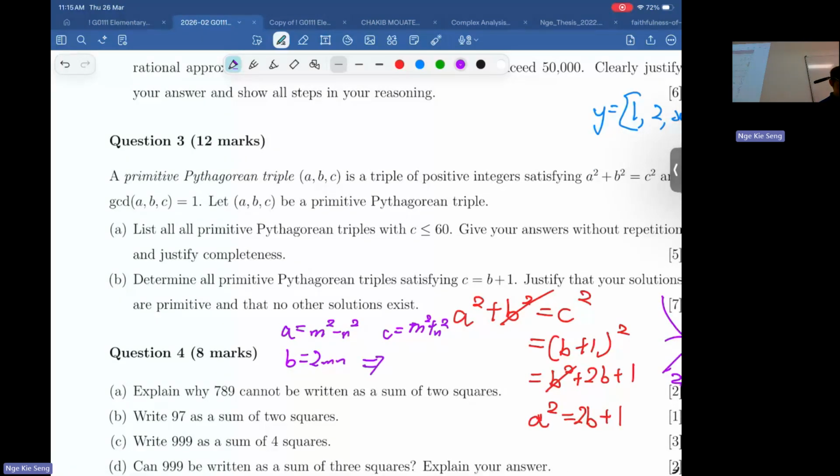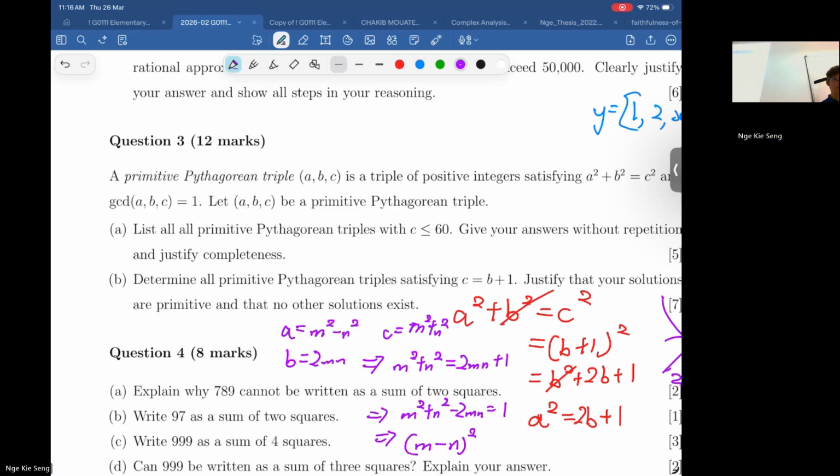Okay, so you say that this one plus this one equals 2mn plus 1. There's something we could do here, right? I'm very tempted to factorize them actually. So if I factorize them, I get m minus n. This one is positive. Sorry.